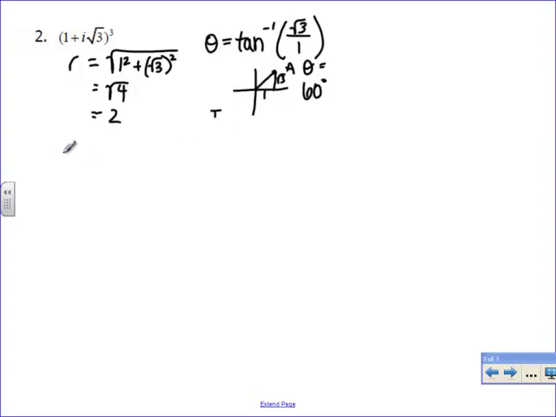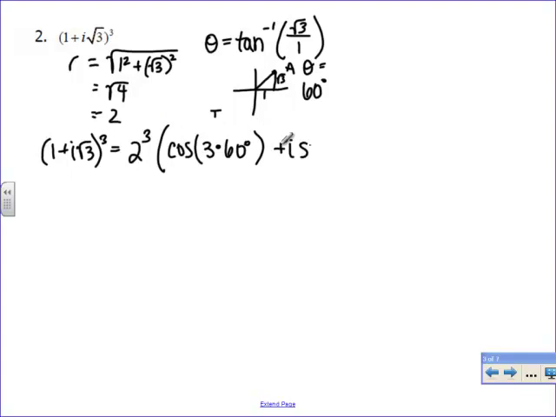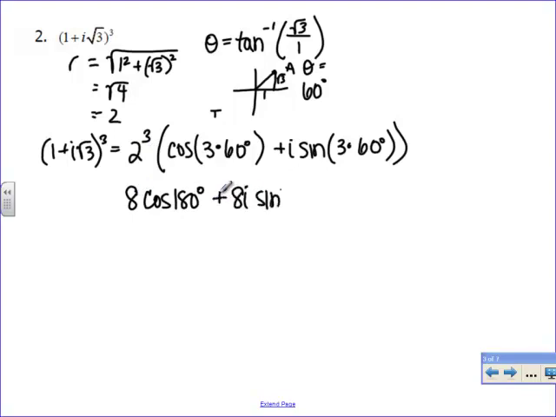So I'm going to get that 1 plus i radical 3 cubed is going to be my r cubed times the cosine of 3 times my theta plus i sine of 3 times my theta. Since we're looking for our answer in standard form, we're going to multiply these together. We're going to take the power. We're going to end up with 8 times the cosine of 180 plus 8i times the sine of 180.